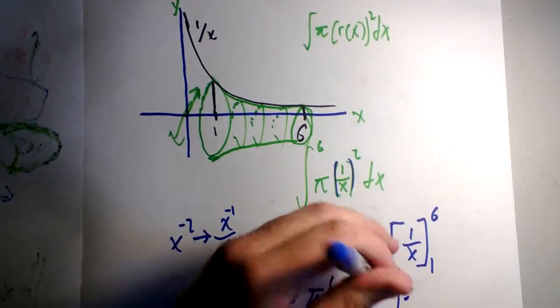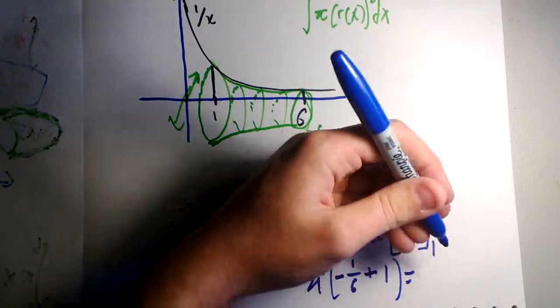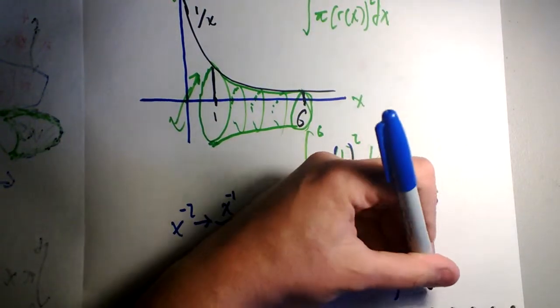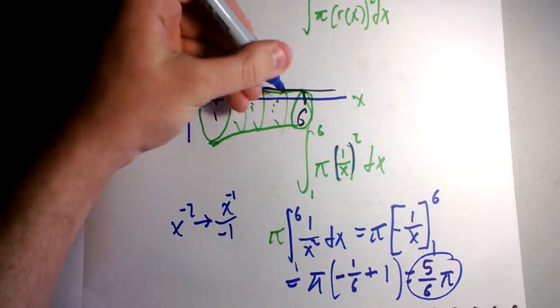If you have a whole, that is 6 over 6. 6 over 6 minus 1/6 is 5/6. So we have 5/6 pi. That is our exact volume right here.